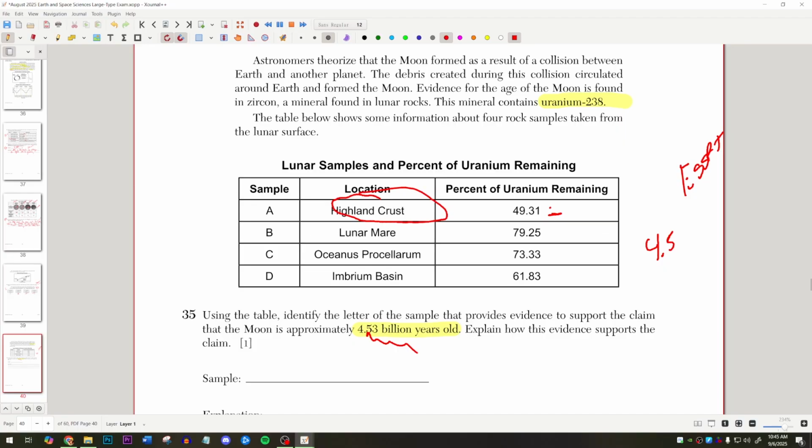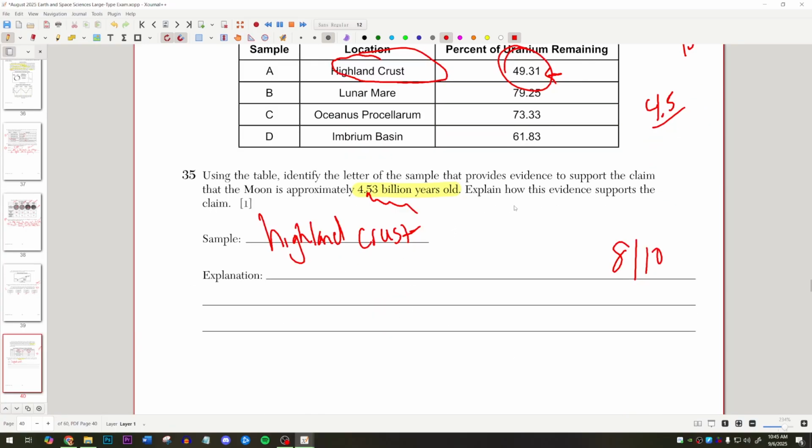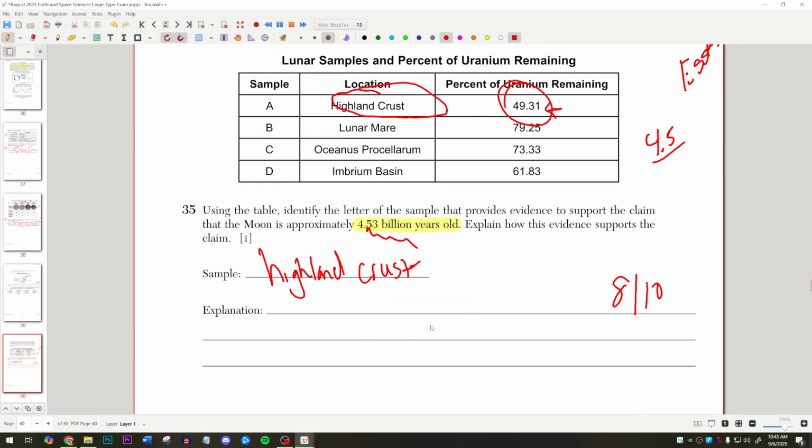Because if the half-life is 4.5 billion years, there should be about 50% uranium remaining. So we're going to say it's the Highland crust. Wow. This is hard. This is a really hard question. I'm going to say this is an 8 out of 10. And explain how this evidence supports the claim.